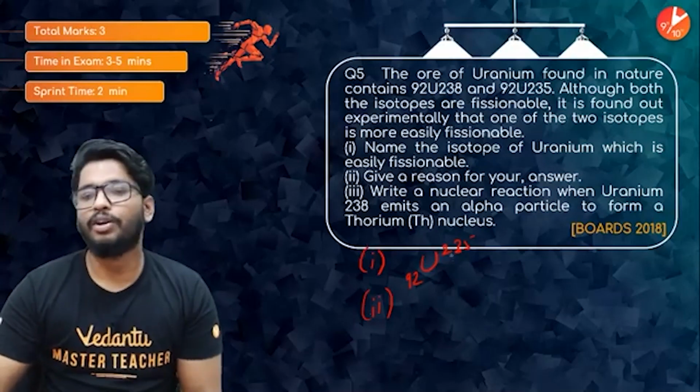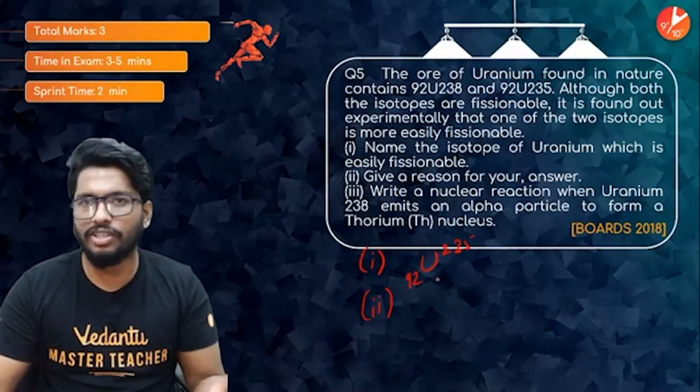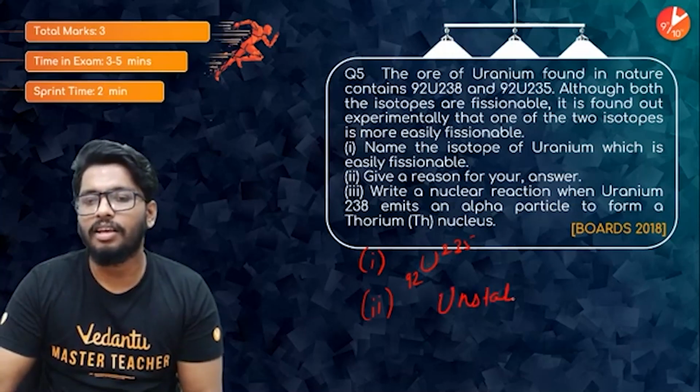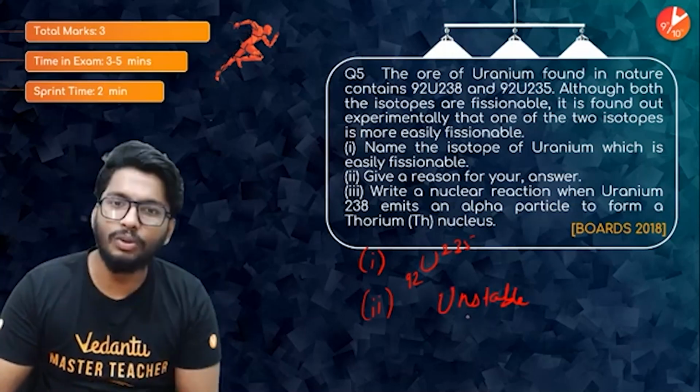So that is why uranium-235 is more fissionable. Why? Because it's more unstable. It's more unstable than uranium-238.